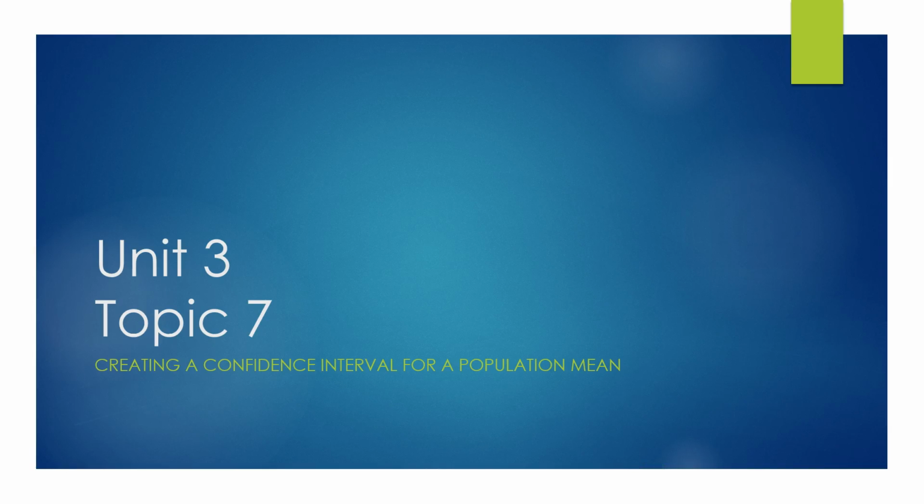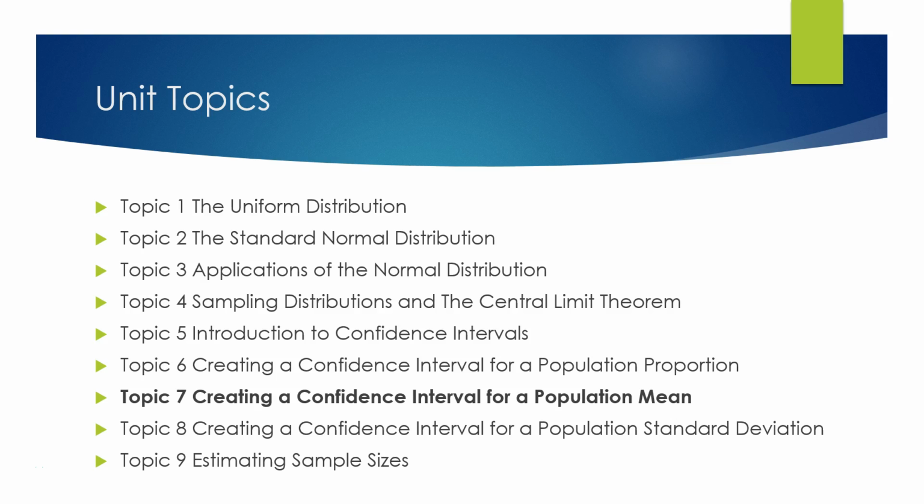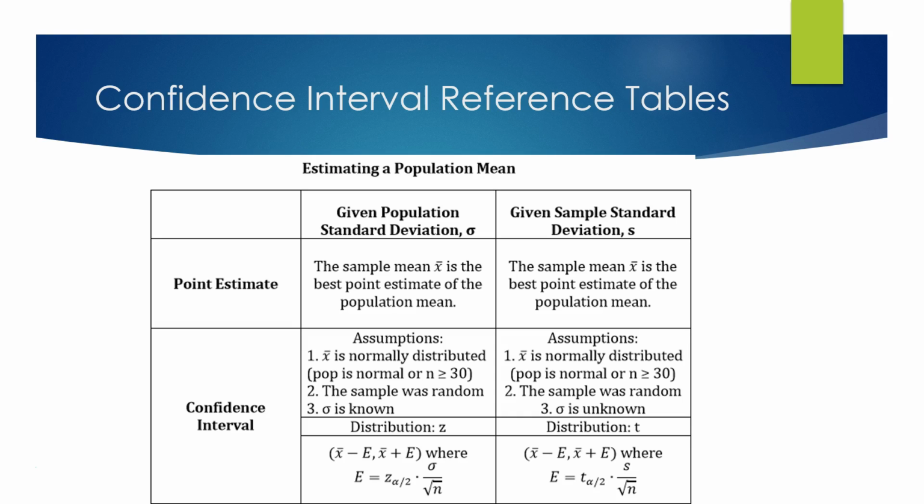This is Unit 3, Topic 7, Creating a Confidence Interval for a Population Mean. You'll find that there are a lot of similarities in creating confidence intervals for the different parameters. In the last topic, we looked at creating a confidence interval for a population proportion. In this topic, we're going to be creating confidence intervals for population means.